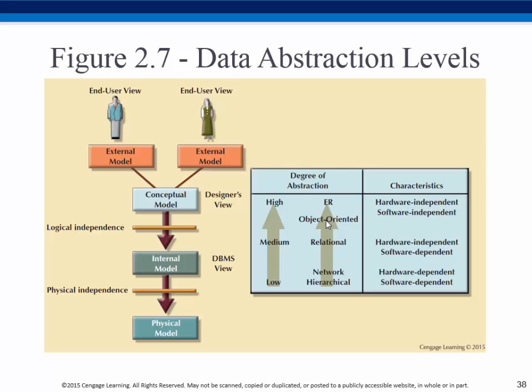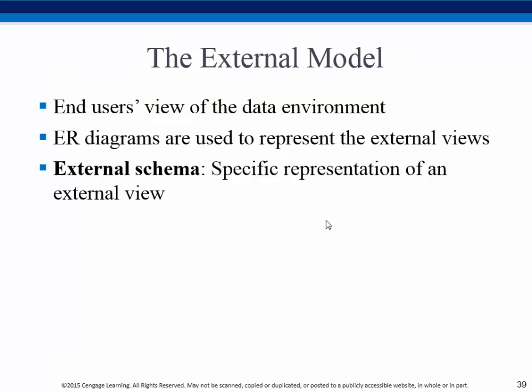Data abstraction. All right. So if we talk about the external model, the external model is the end user's view of the data environment. The term end users refers to people who use the application programs to manipulate the data and generate information. Because data are being modeled, ER diagrams will be used to represent the external views. A specific representation of an external view is known as an external schema.